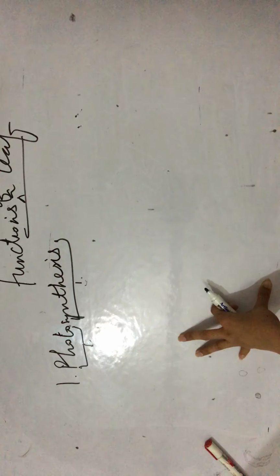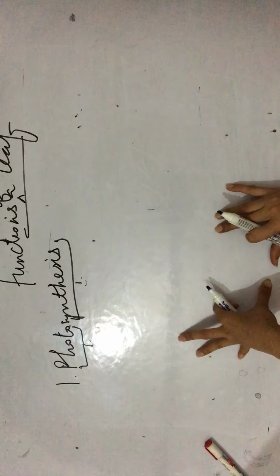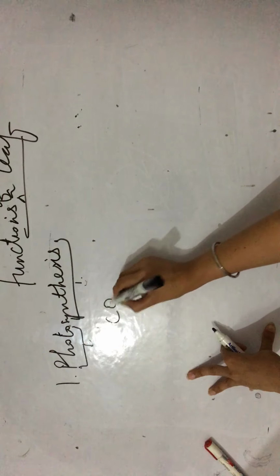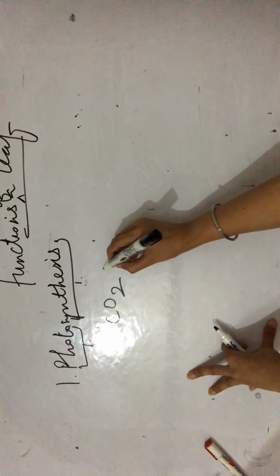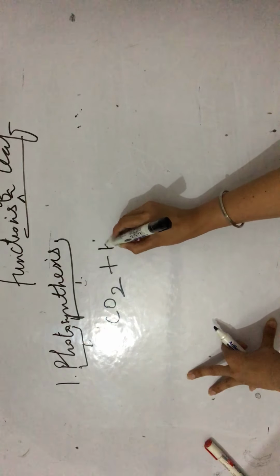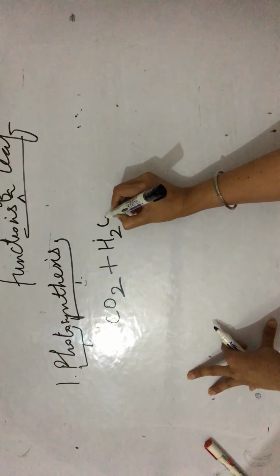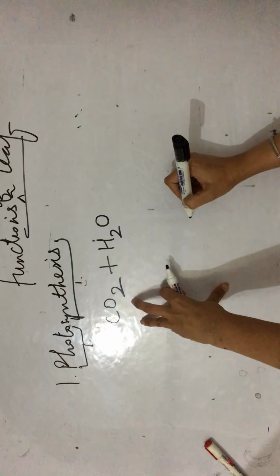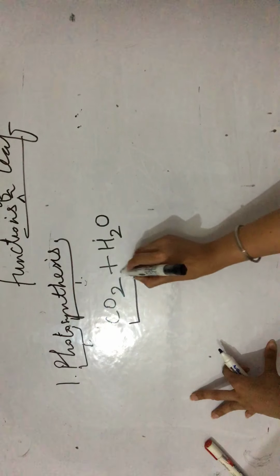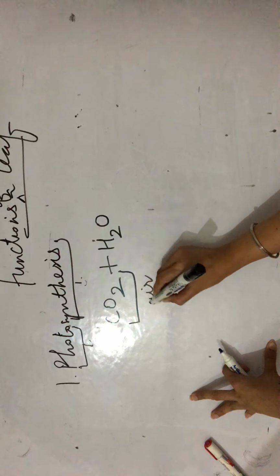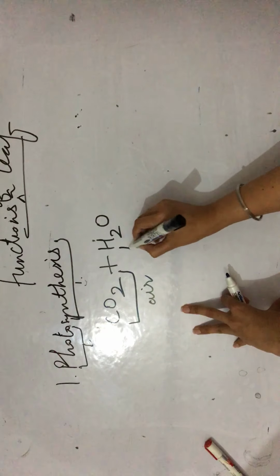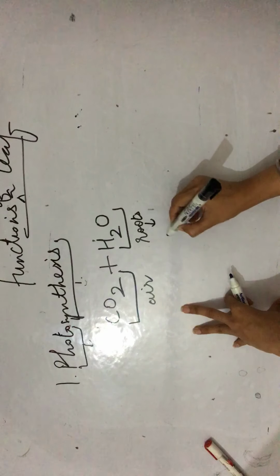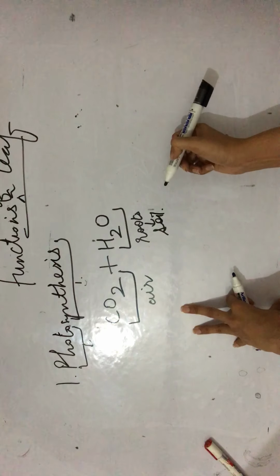Okay, so what does the plant do? It does not only need sunlight, but it needs carbon dioxide plus it needs water. Okay, this carbon dioxide, where is it coming from? It is coming from air, from the atmosphere. Where is this water coming from? This water is absorbed by roots from the soil, right?